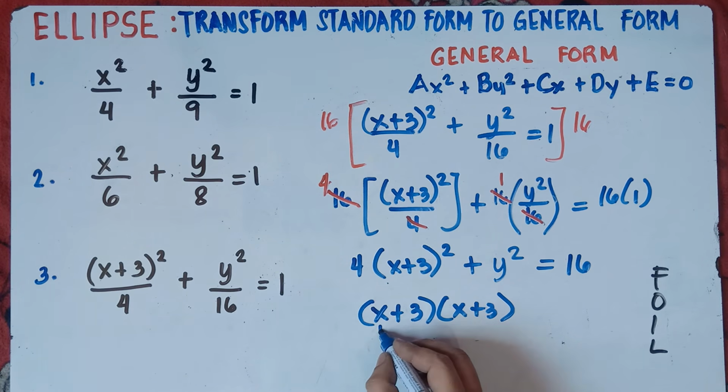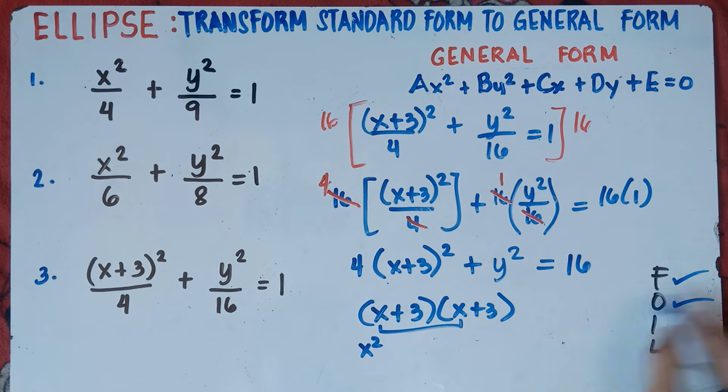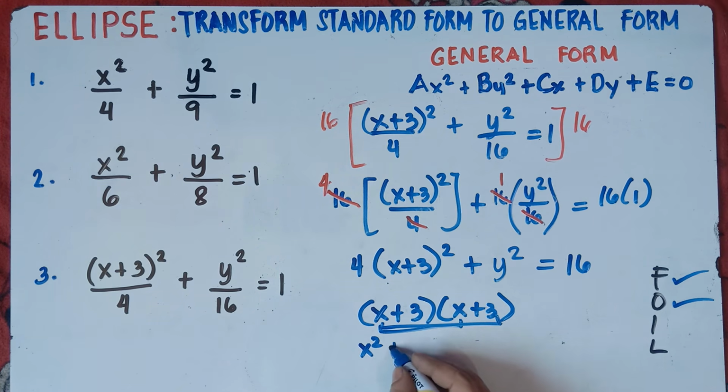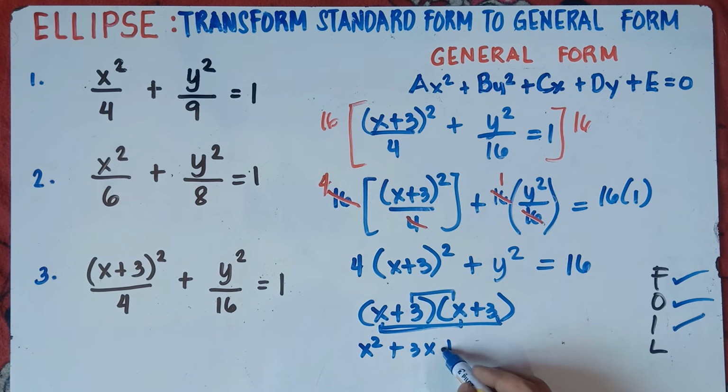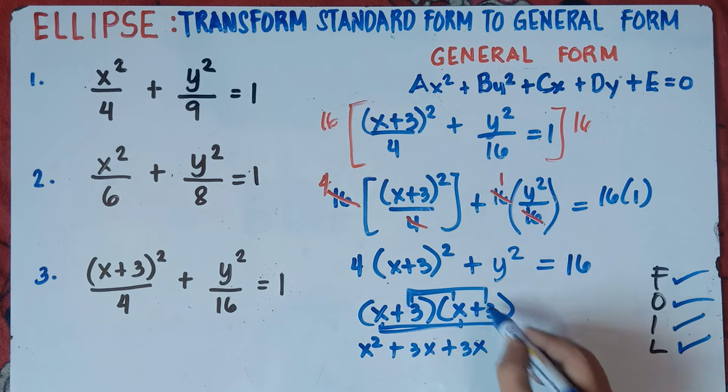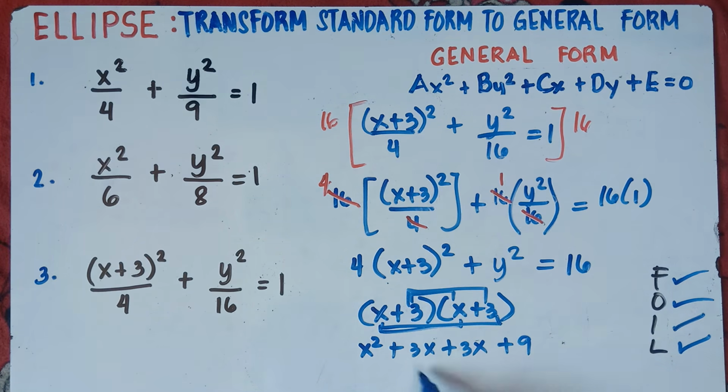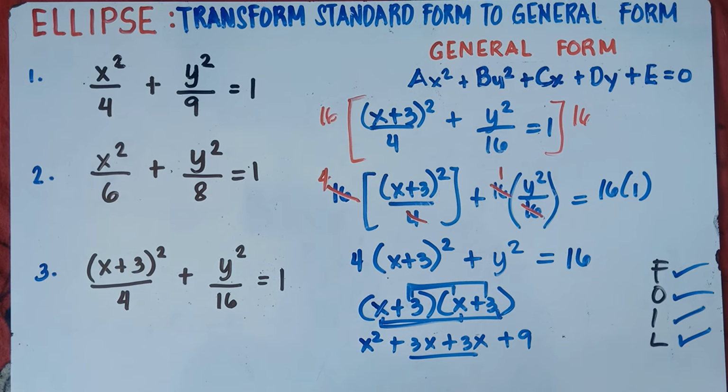So x times x, first times first, that would be x squared. Outer, x times positive 3, that's positive 3x. Inner, 3 times x, that's positive 3x. Then last, positive 3 times positive 3, that's positive 9. Then combine like terms.